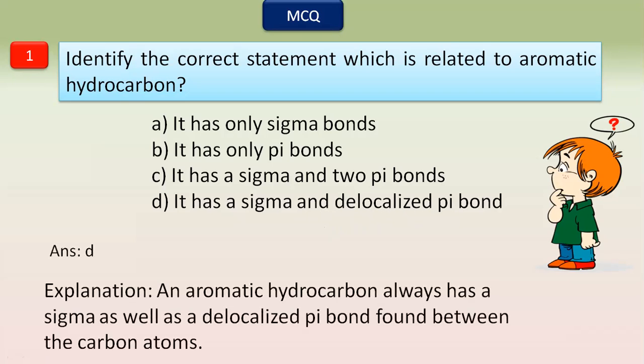The answer is option D. In case of aromatic hydrocarbon, they always have a sigma as well as a delocalized pi bond, found between the 2 carbon atoms, with alternate double bond and single bond. This is due to the delocalization of the pi bond, and therefore the correct option is D.